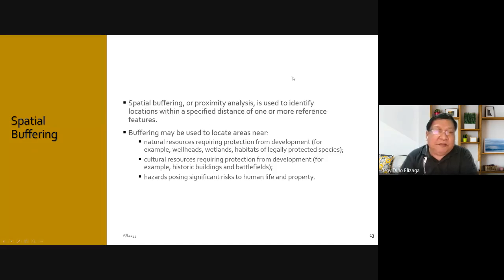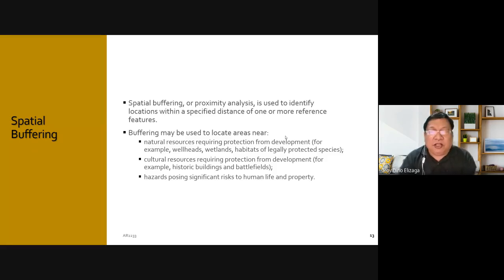Buffering may be used to locate areas near natural resources requiring protection from development. So in the mountains, for example, there are parts of the land which should be protected by the government, and we should not do any activity there. And they also have a buffer area. So there's, like, so many meters, like 40 meters, for example, where there can be activities but limited to a certain degree, and that is specified, before it actually ends with a more strict area where no activities can be done at all. Or cultural resources requiring protection from development.